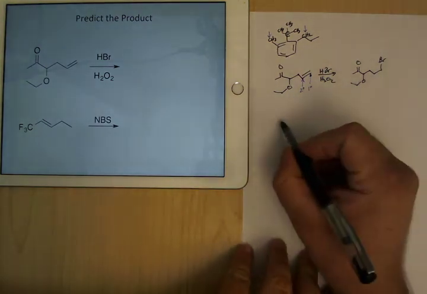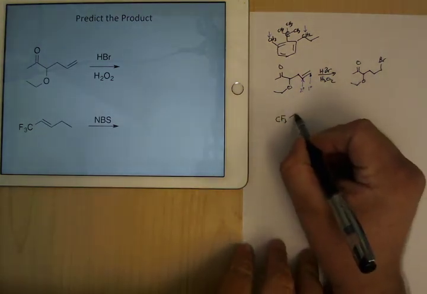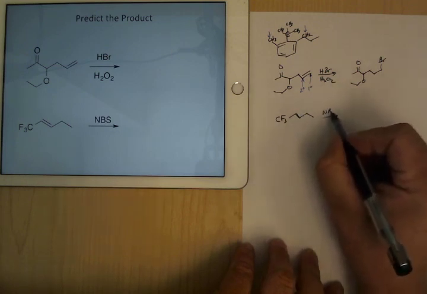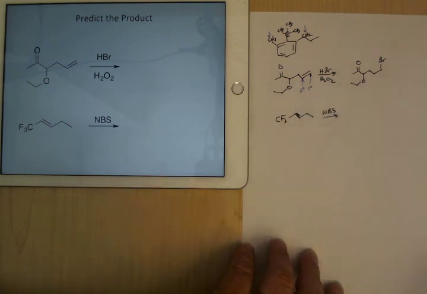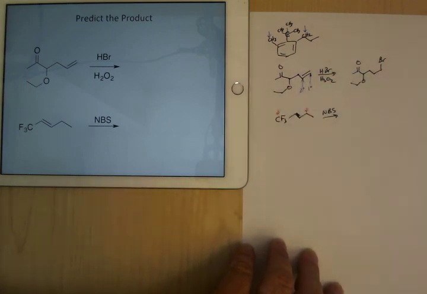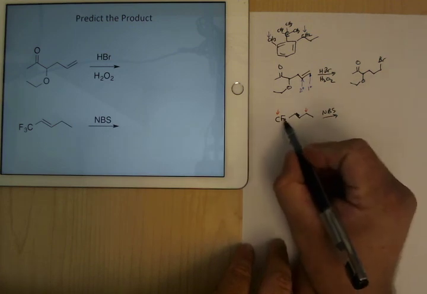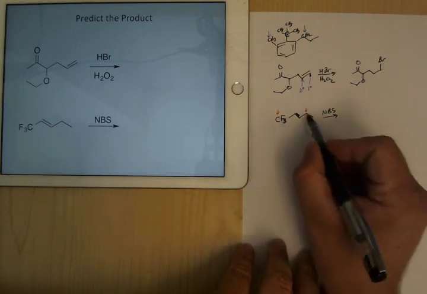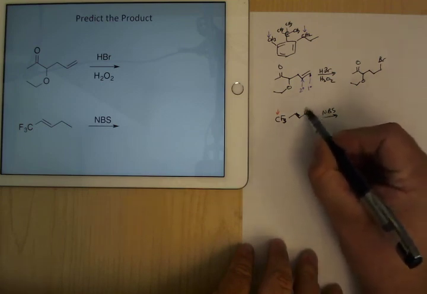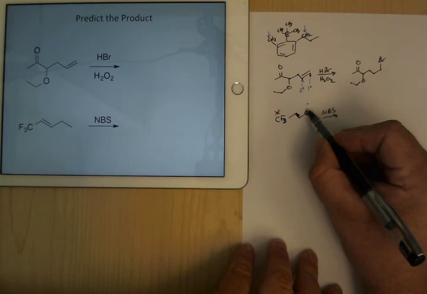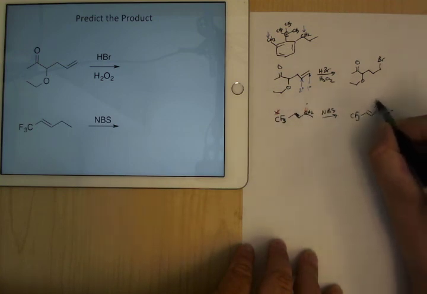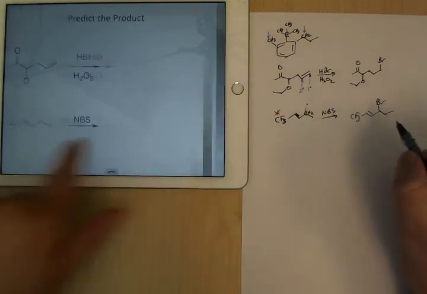And then here's CF3. Like that, and so NBS. That's supposed to be a double bond here. And so you look here and here. This doesn't have any CH bonds, so these are carbon-fluorine bonds. And here you have CH bonds, CH2. So you can't add here, so you're going to add right there. So CF3, put a bromine there. Like that.